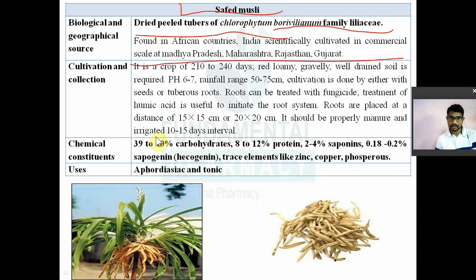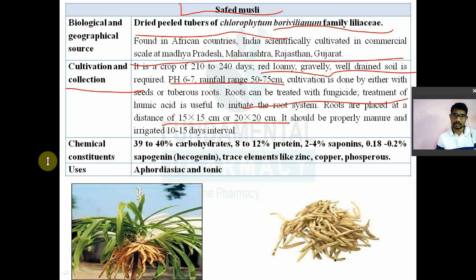Cultivation and collection are not important. It is a crop of 200 to 240 days, an 8 to 9 month crop. The plant requires red loamy gravelly as well as well-drained soil, pH 6 to 7, rainfall range 50 to 70%. This is a slightly boring subject. Cultivation is done either with seeds or tuberous roots. It can be treated with fungicide to yield better germination. Then roots are placed at a distance of 15 by 15 centimeters or 20 by 20. It should be properly manured and irrigated at an interval of 10 to 15 days. Then you will get good quality Chlorophytum borivilianum.